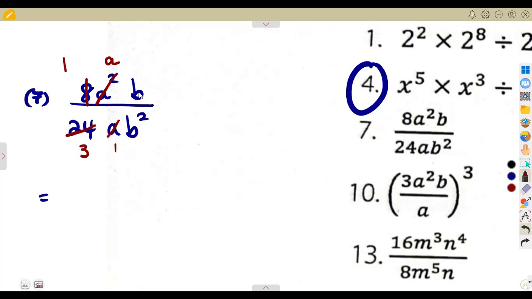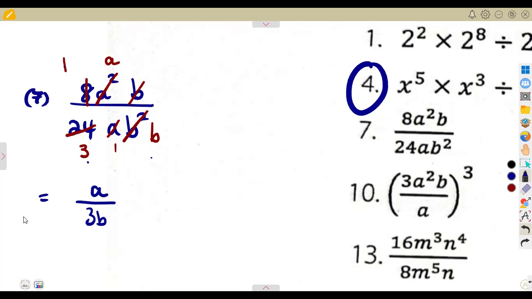Here, there is only 1b. Here, there are 2 b's. So if I cancel this b here, in these ones, which are 2, how many b's am I going to remain with? I'm going to remain with 1b. So meaning to say, I'm simply going to multiply the numerators. What is there? 1 times a, which is a, over 3 times b, which is 3b.